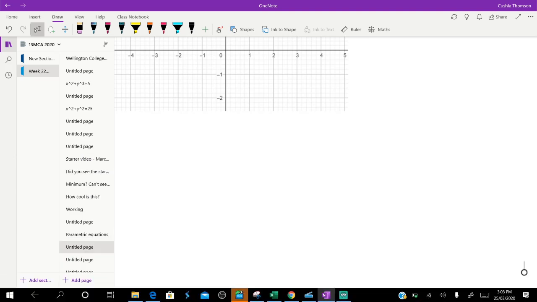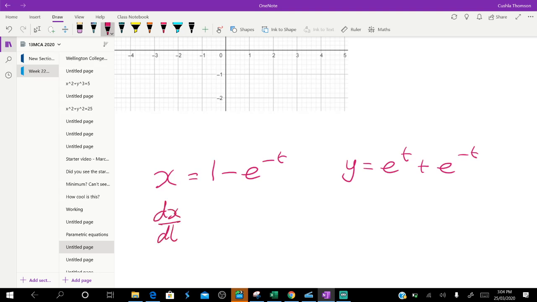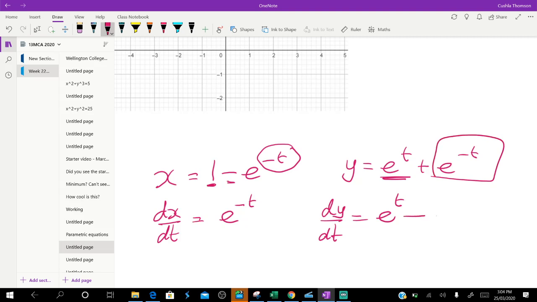So let's differentiate. We've got x equals 1 minus e to the negative t, and y is equal to e to the t plus e to the negative t. So dx by dt is equal to, well, this is 0. Now, this is a negative. Chain rule tells me that's negative 1. So the derivative of the first bit is e to the negative t. dy by dt. Differentiate the first bit and I get e to the t. Differentiate this bit and I get minus e to the negative t.